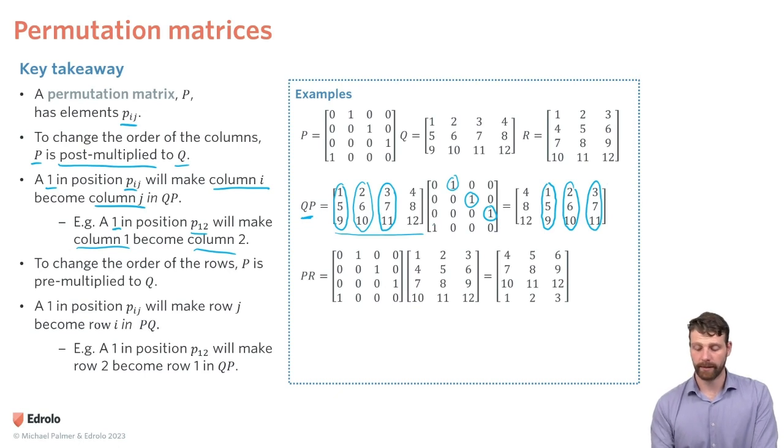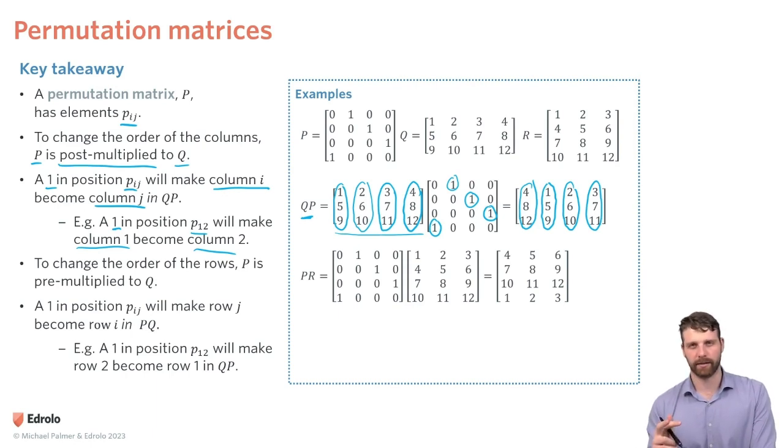Okay, lastly, hopefully this one's going to work. So it's in position 4, 1, so row 4, column 1. So it should move column 4 to column 1. And that's exactly what we see. 4, 8, 12 has moved to the front. Okay, let's clean the diagram up, and then we'll look at permuting rows.